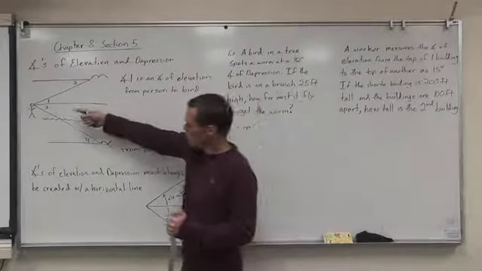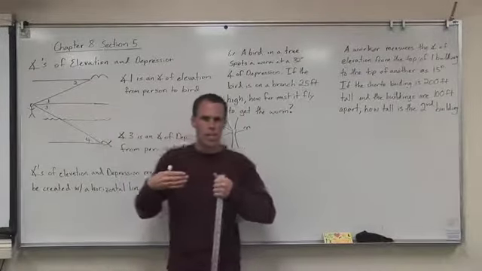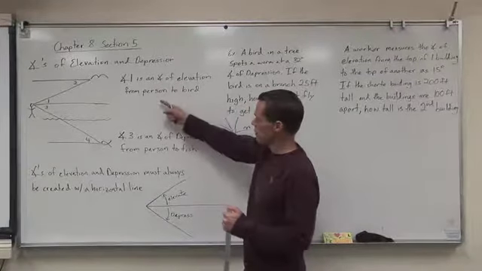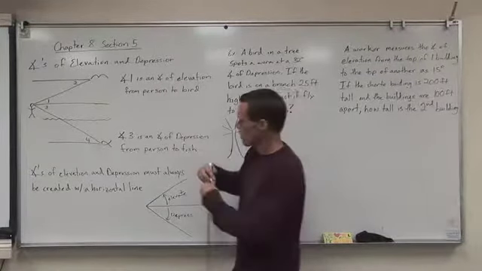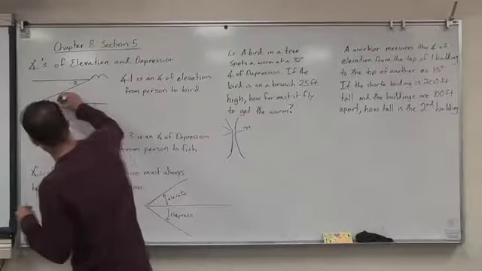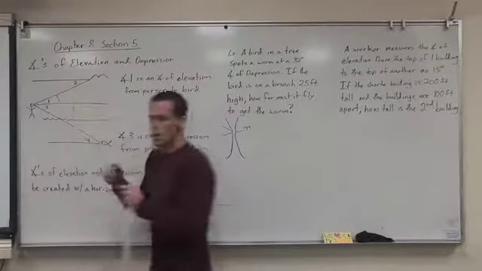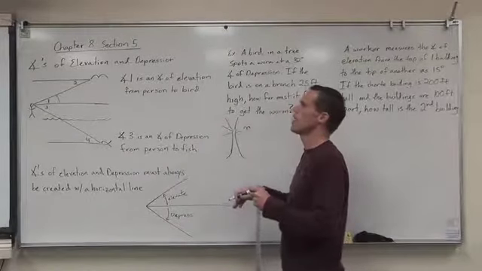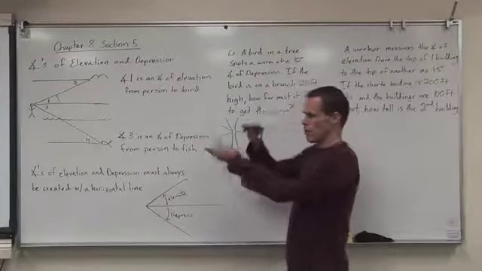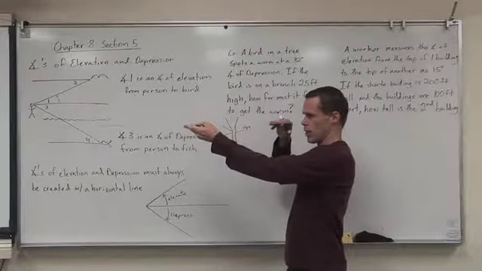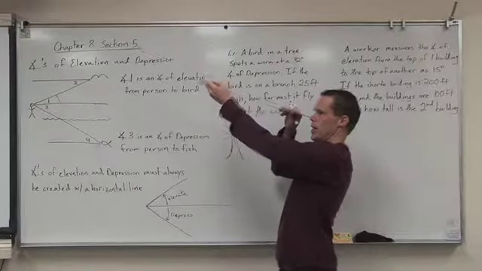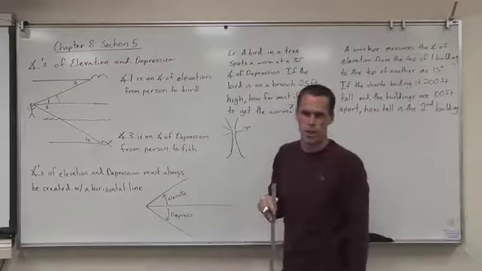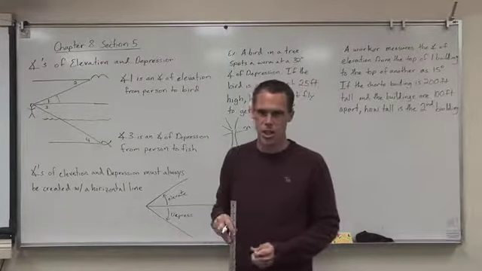Angle 1, which represents the angle that the person has to look up to see the bird, is an angle of elevation from the person to the bird. The reason it's an angle of elevation is because the person's eyes would look horizontally and then elevate up to see the bird. As if I use this as my horizontal and I look up, how many degrees did I have to angle up in order to see the bird? This is an angle of elevation.